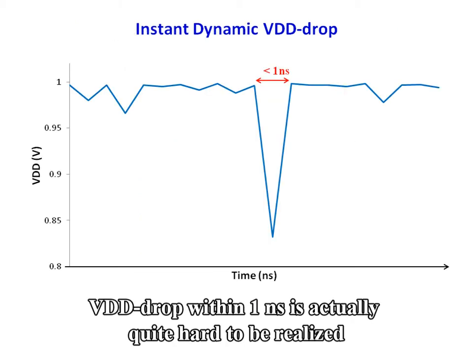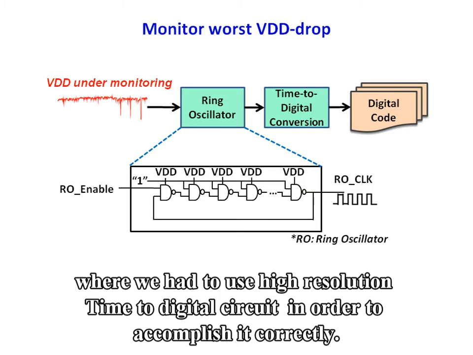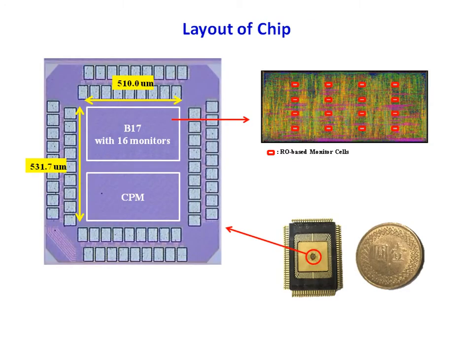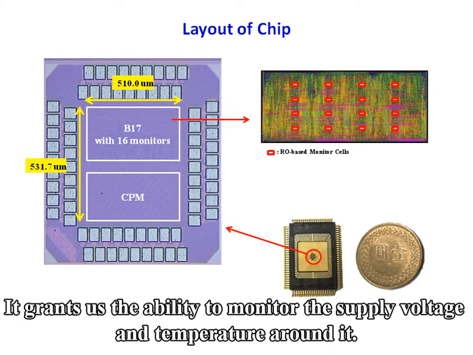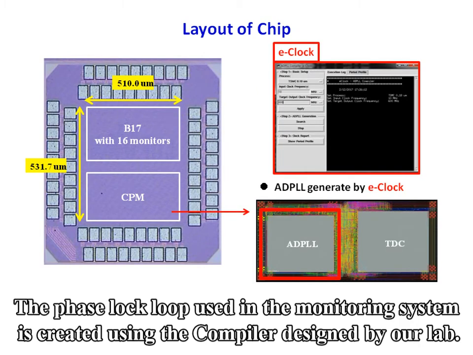VDD drop within 1 nanosecond is actually quite hard to be realized, where we had to use high-resolution time-to-digital circuit in order to accomplish it correctly. We implemented 16 monitoring devices in the circuit that we taped out. It grants us the ability to monitor the supply voltage and temperature around it. The phase lock loop used in the monitoring system is created using the compiler designed by our lab.